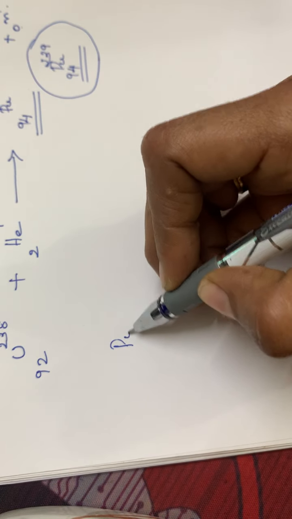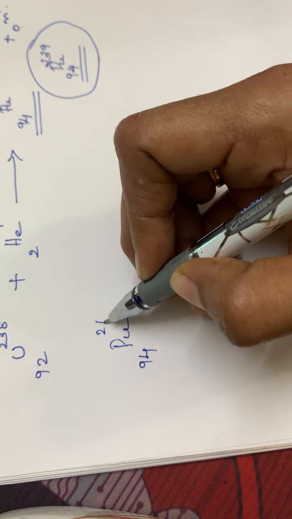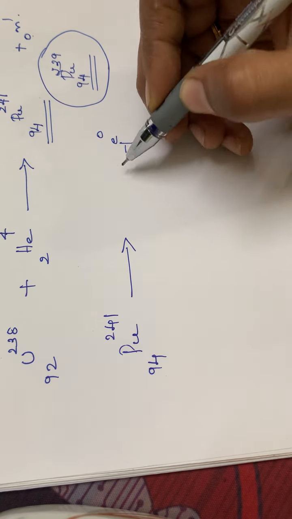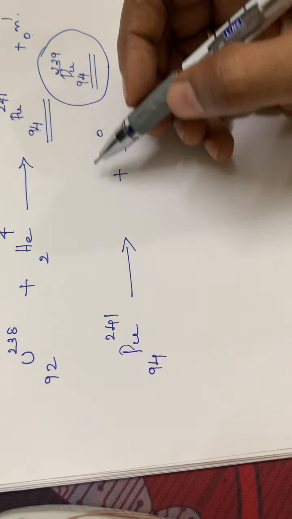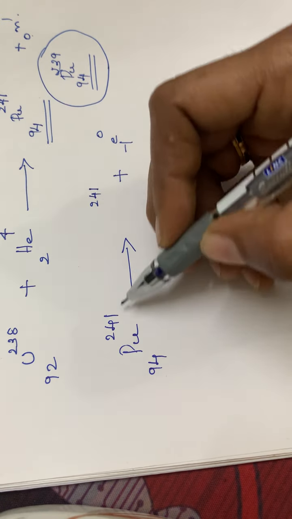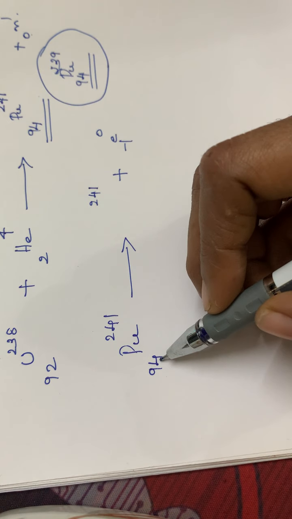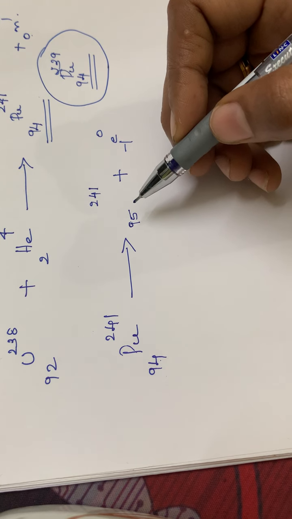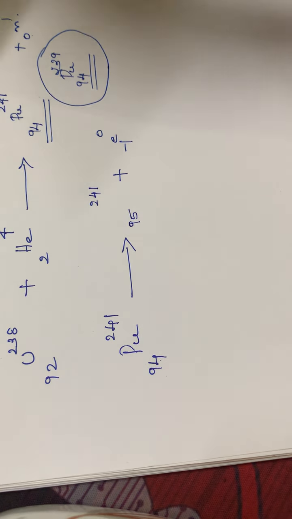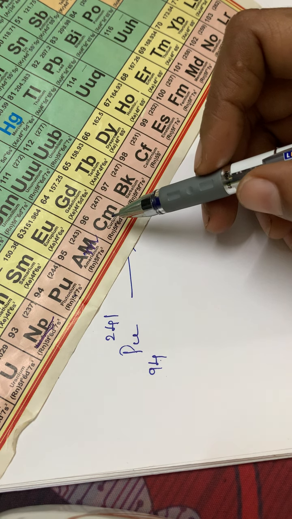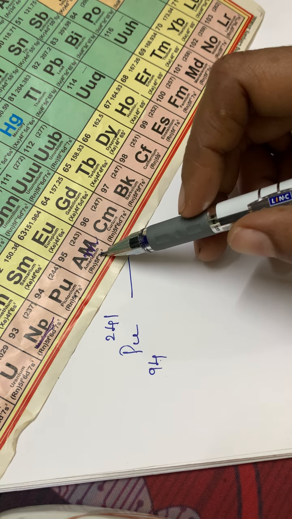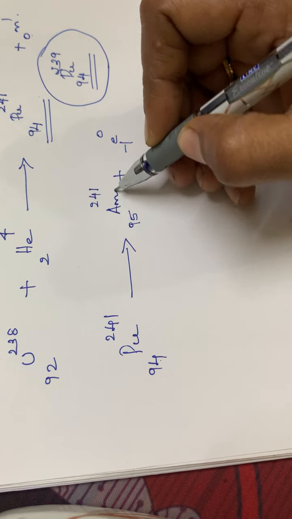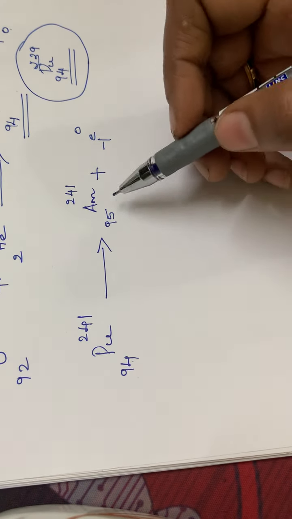So when plutonium-241 (94) emits a beta particle, beta particle means e-0 minus 1. So what about the resulting element? Sorry, the mass number will be the same, 241, isn't it? Then what about the atomic number? Here it is 94, and the result is 95. So what about the element with atomic number 95? The element with atomic number 95 is americium, Am. So thus we got americium.